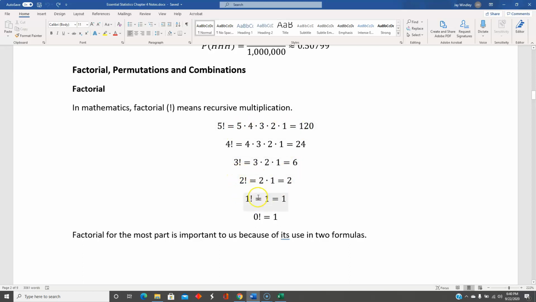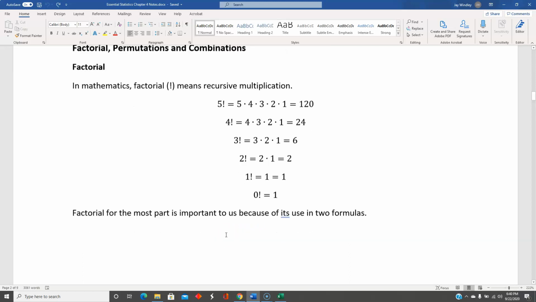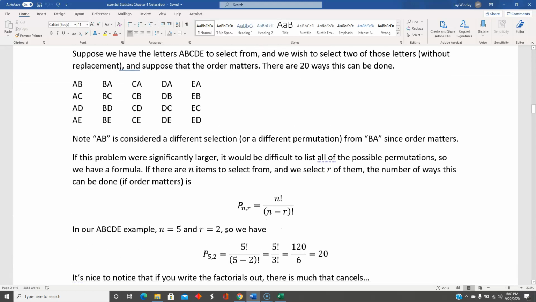And so the pattern doesn't really fall apart here. Most people are okay with 1 factorial being just 1, but it is a little bit surprising to some people that 0 factorial is 1. But the main reason why we need to know factorial is because it's used in 2 formulas.